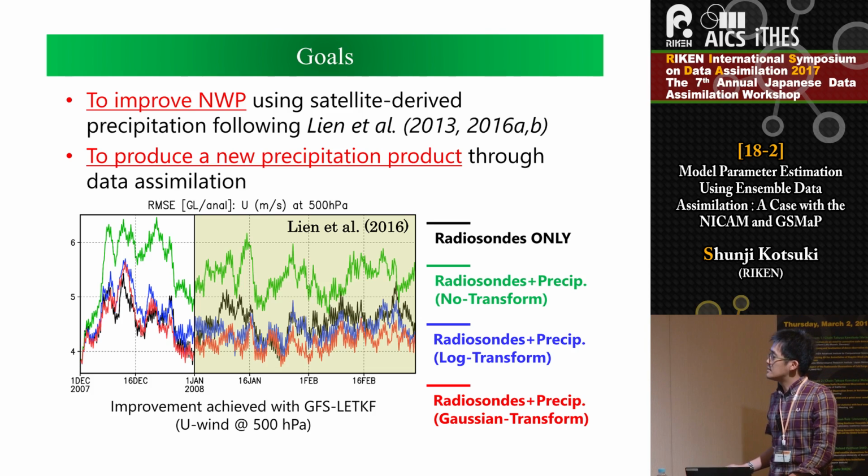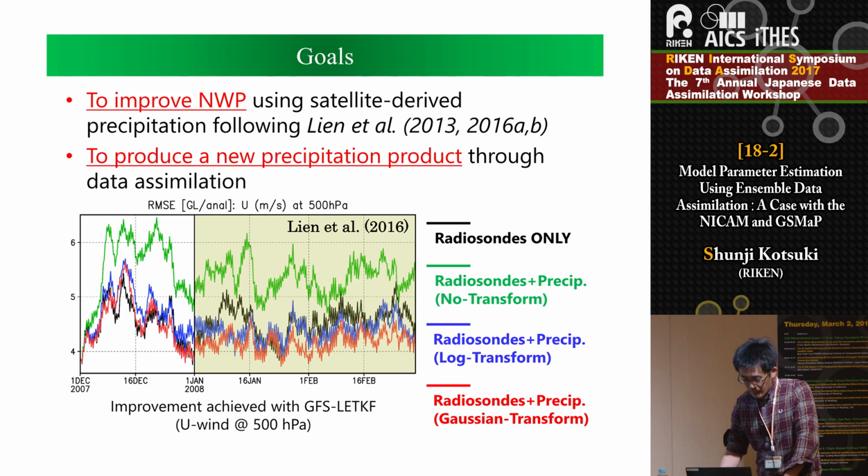Let's see their result. They conducted a precipitation assimilation experiment using GFS. Compared to this black line, which is the control experiment, if we assimilate the precipitation without any treatment, we generally have a degradation, as shown in this green line. They proposed a special treatment named Gaussian transformation. With this transformation method, they got a large improvement, as shown in the red line.